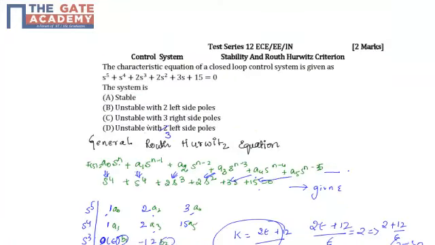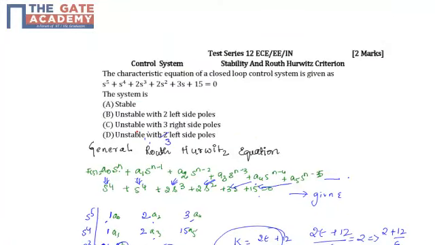So the correct option is D, because if any roots are on the right side of the plane, the system is unstable. Option A is incorrect, and options B and C are incorrect because we have got two right side poles. Option D is correct since we have three poles on the left side. Thank you.